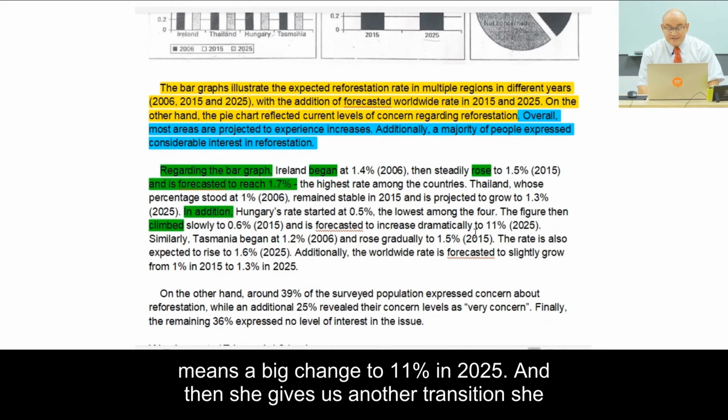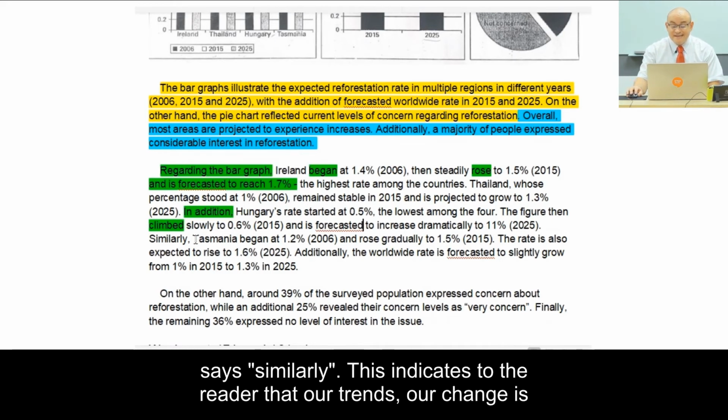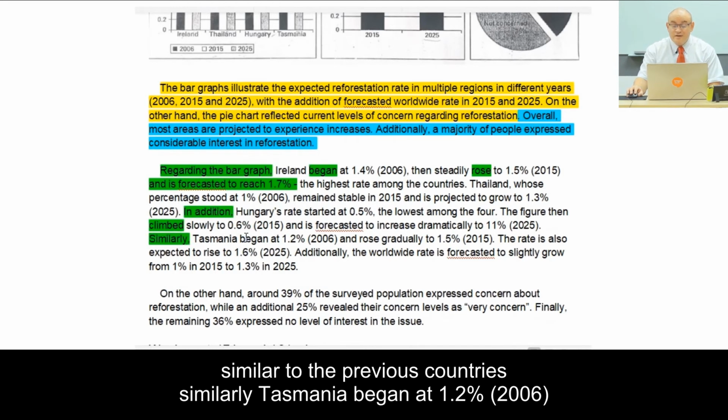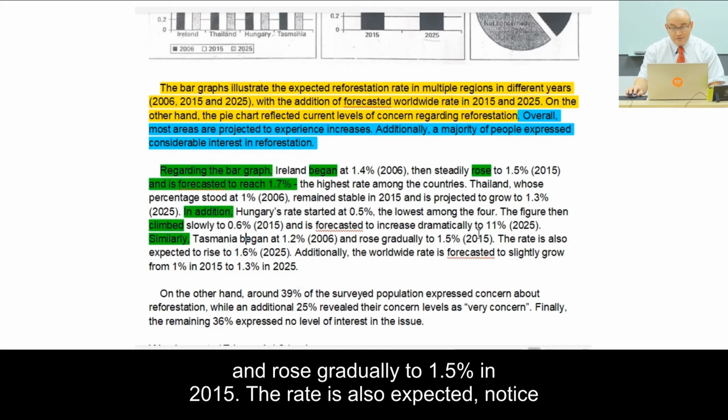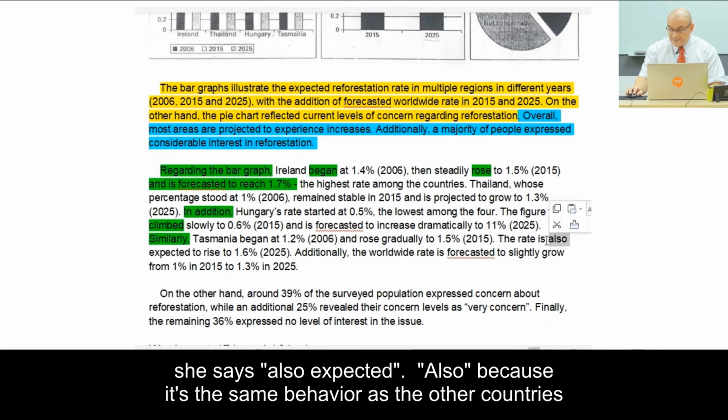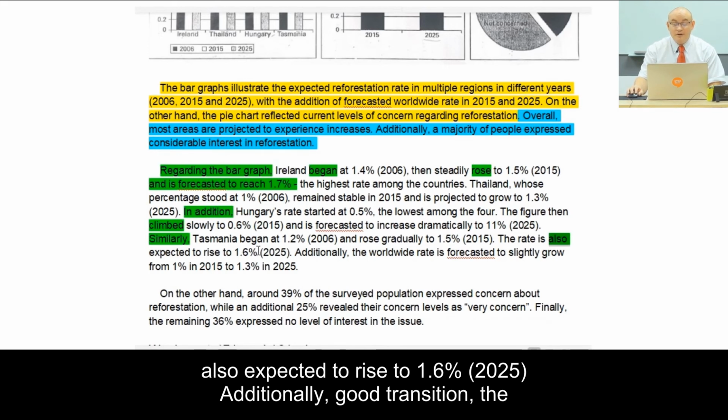And then she gives us another transition. She says, similarly. This indicates to the reader that our trends, our change is similar to the previous countries. Similarly, Tasmania began at 1.2% 2006 and rose gradually to 1.5% in 2015. The rate is also expected. Notice she says also expected. Also because it's the same behavior as the other countries. Also expected to rise to 1.6% 2025.